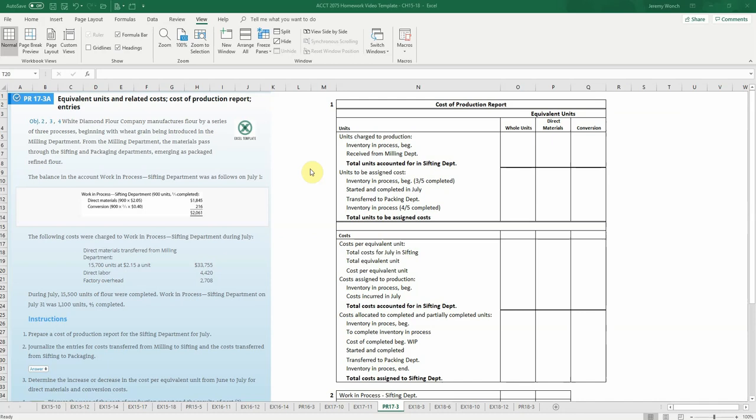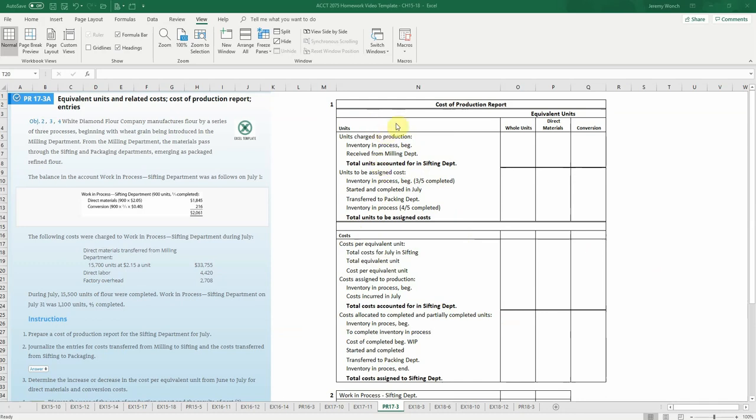And then it gives us information. So we have work in process information for the sifting department, and then we have cost charged to the sifting department at the end of the month. On our cost of production report, it's broken out into 2 sections. We have our units that we're going to calculate up top, and then we're going to assign cost based on those units down on the bottom half. So let's start by going through the whole units.